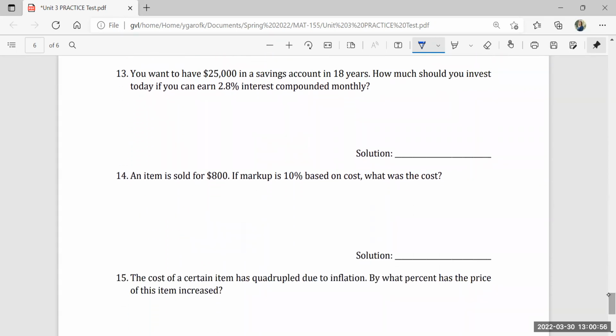On number 13, we want to have $25,000 in a savings account in 18 years. How much should we invest today if we can earn 2.8% compounded monthly? So now we know that N is 12. We know that our T is going to be 18. This is the amount that we want. This is A, and we're looking for P. This is going to be our R.